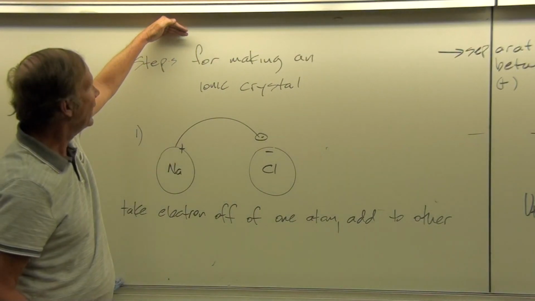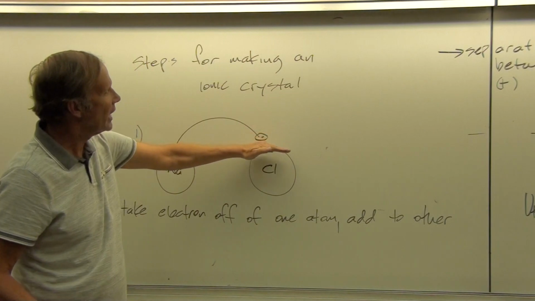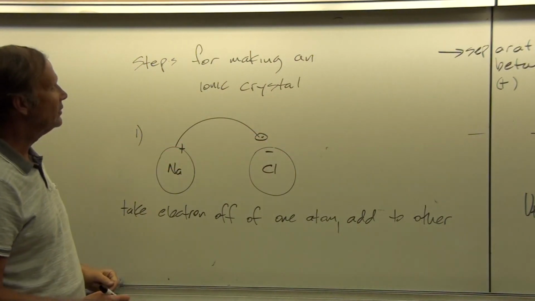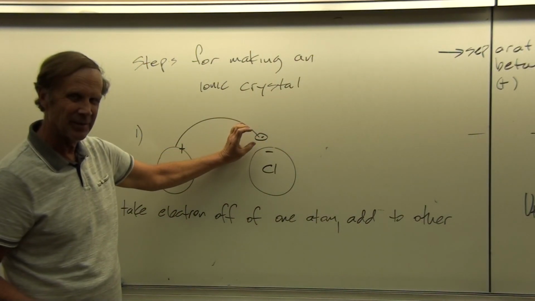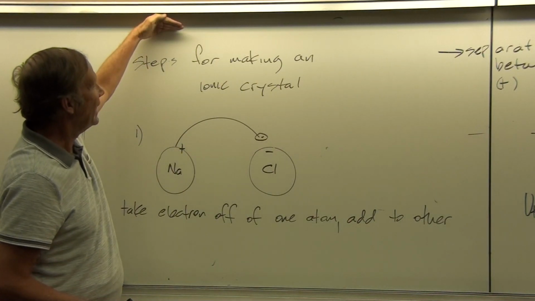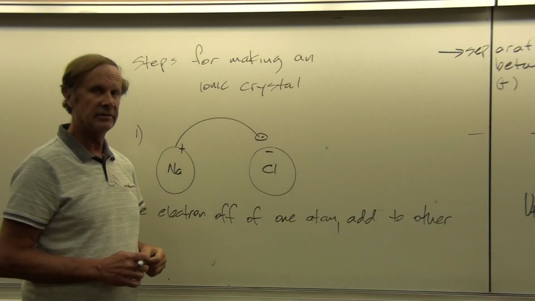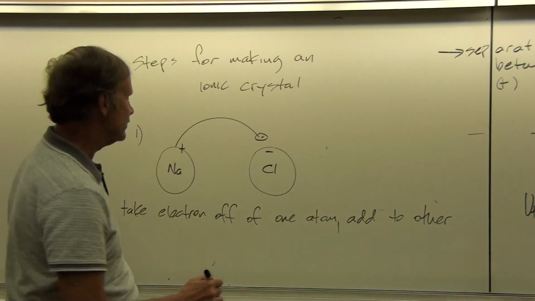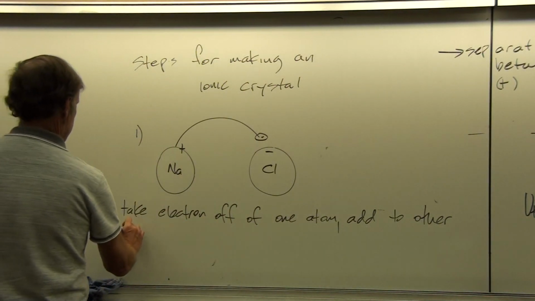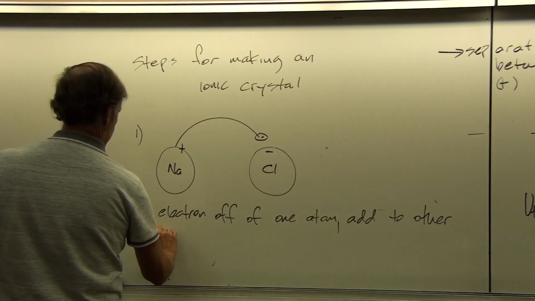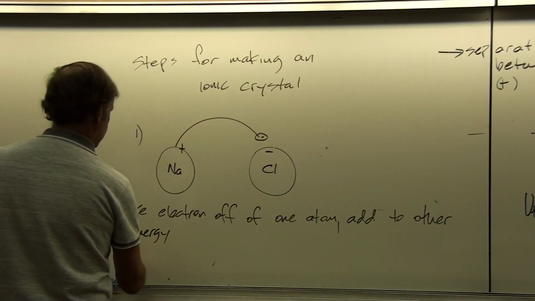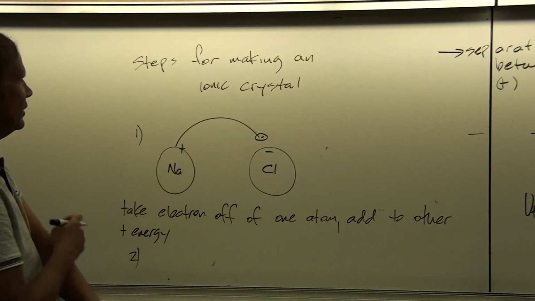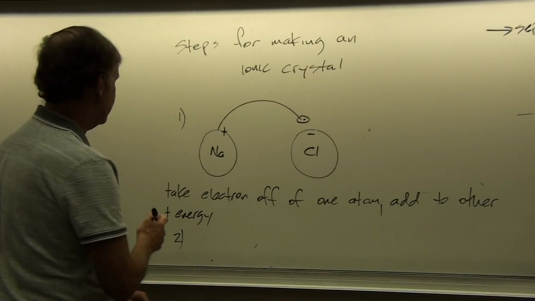You have to bring that ion all the way to infinity, and then you have to drop it back in to this chlorine atom. You get a little bit of energy back there, but not as much as you had to spend to ionize it from sodium. And so this costs you energy, and so this is going to be a positive energy. Then step 2, you combine your ions together into an ionic crystal.